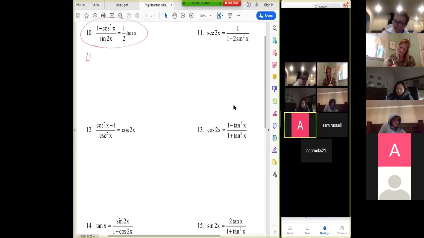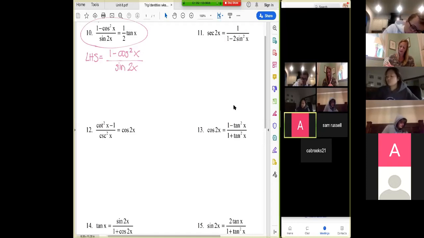And the left-hand side is definitely more complicated on this one, just because you see some double angles and some single angles, where I see there's a single X here and a double X here. That doesn't mean you can't do replacements for both. So I could look at both of them.